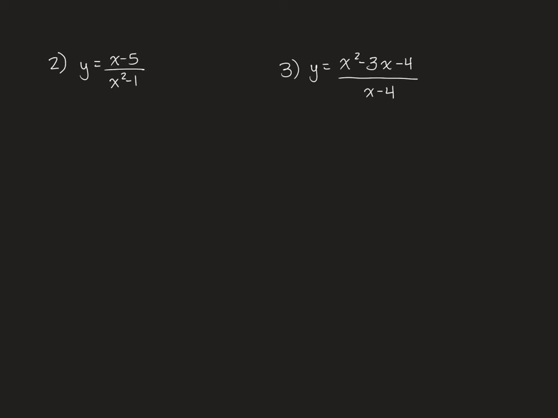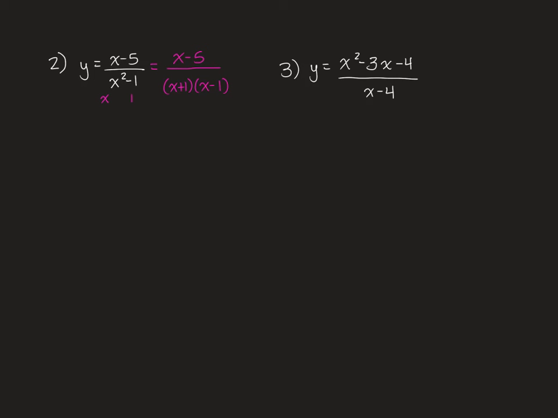Let's look at a couple more examples. Number 2, we have x minus 5 over x squared minus 1. So that denominator is a difference of squares. x squared is a perfect square of x. 1 is a perfect square of 1, so it will factor to x plus 1 and x minus 1.